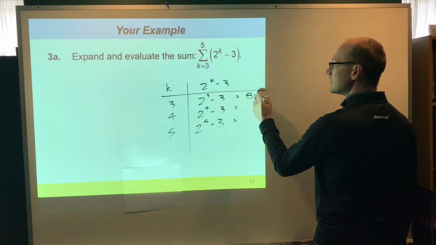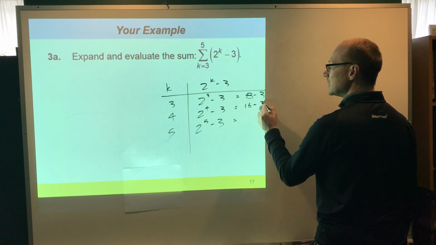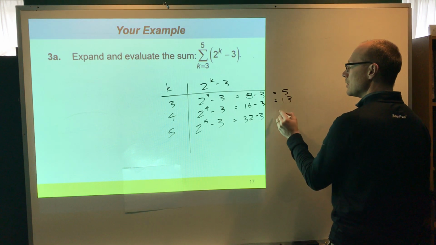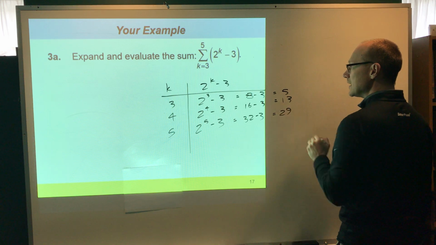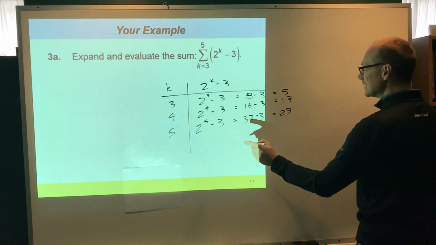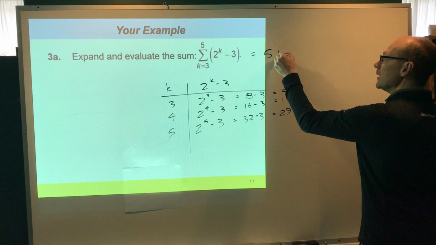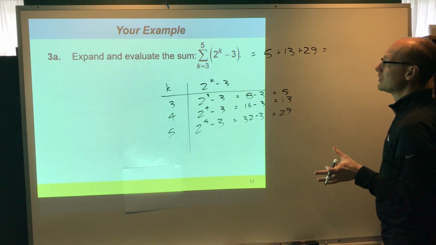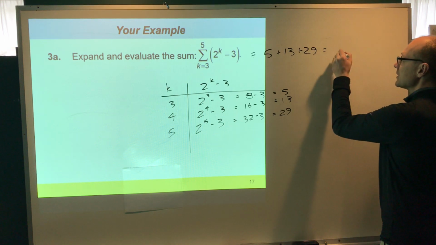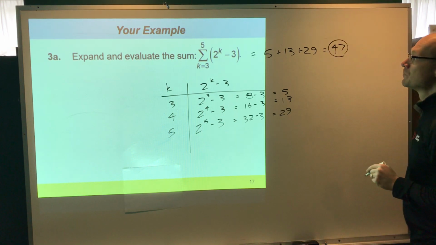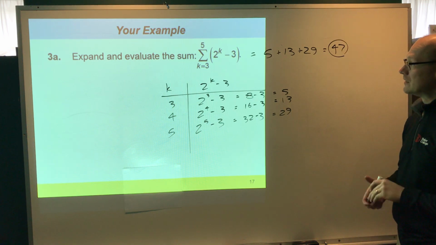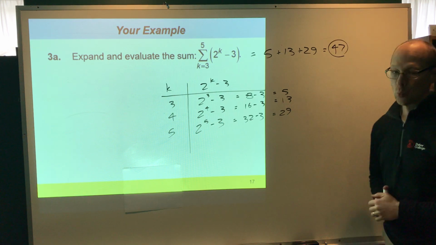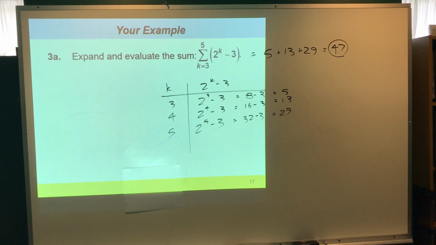2 cubed is 8, 2 to the 4th is 16, 2 to the 5th is 32. Subtracting, we get 5, 13, and 29. So my expansion is 5 plus 13 plus 29. And I believe when you add those together, you end up getting 47. Right? So that's how the whole idea of this notation and expansion works. All right? Let's do another one.